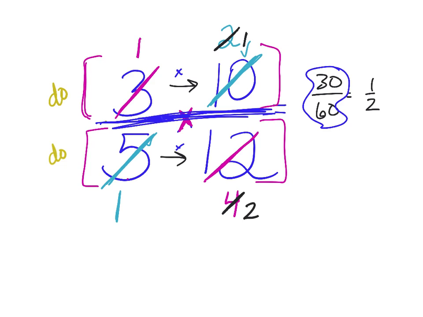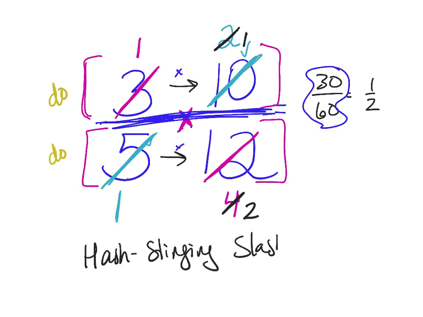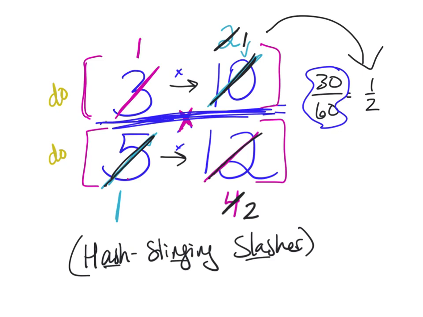A million years ago, a kid started calling this the hash slinging slasher. That is not a math term, okay? That is a SpongeBob term. But if you ever hear me say, you should try the hash slinging slasher, that's just a shortcut for saying, why don't you simplify before you multiply so that you can just end up with the simplified fraction, boom, in one step. It's actually a lot faster.